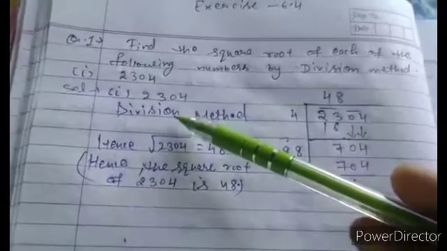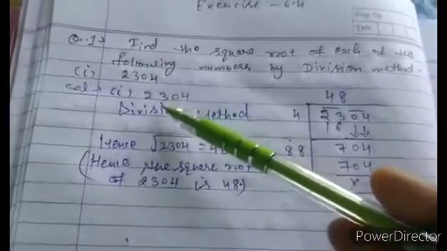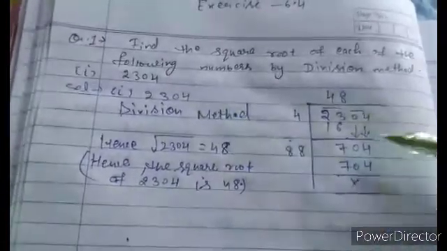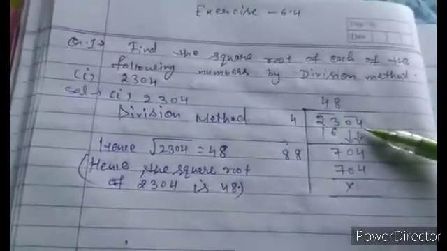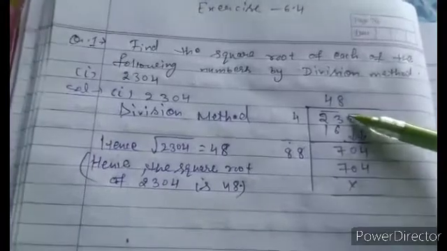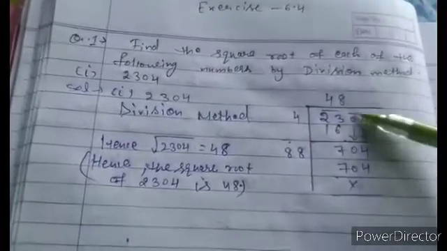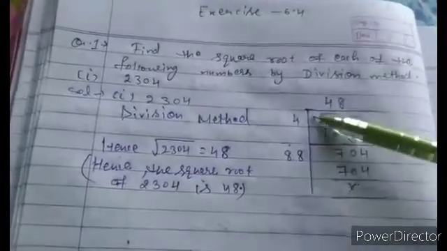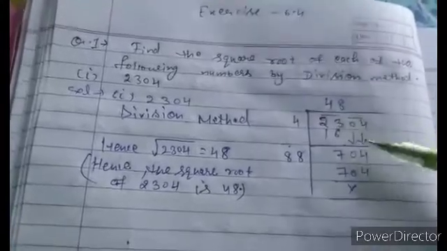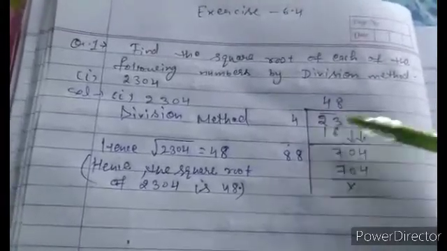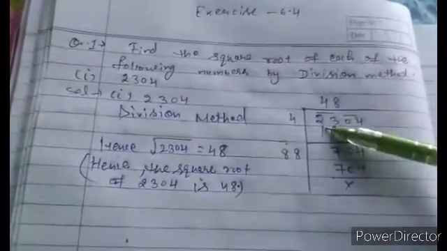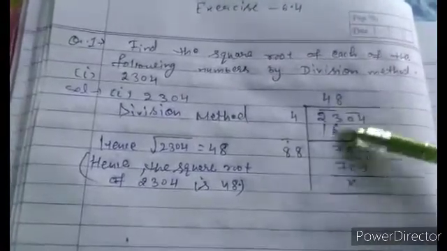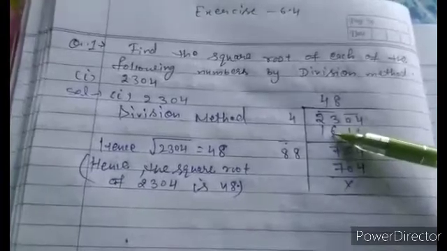First part we will discuss here: 2304. So how will the division method be? In the division method, first we have to make pairs. We start making pairs from the last digits. Now in this we do not have to divide like 2 3 ja 4 or 4 4 ja 16; the 45 will come down. That will be simple division.